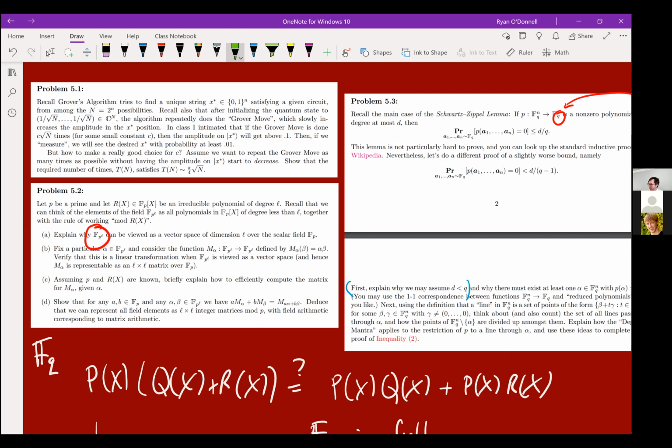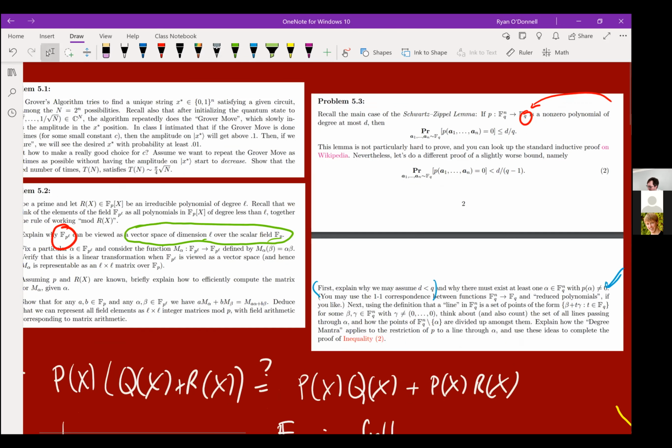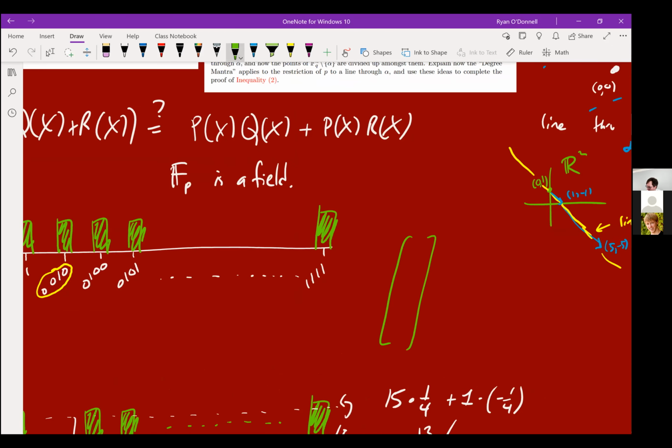Actually, that doesn't quite make sense now that I think about it. When you see a phrase like a vector space of dimension L over a scalar field F_p, the simple way to think about that is that the objects here are column vectors of length L, with L entries, and each of these entries is supposed to be a number from the field. And x is just a symbol, so it's not really a number from the field.